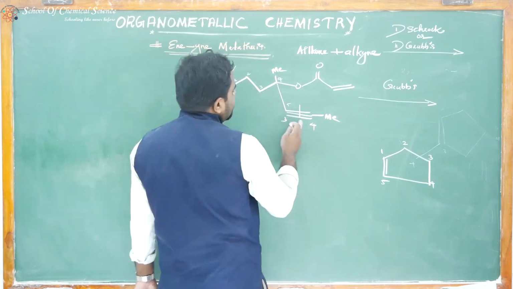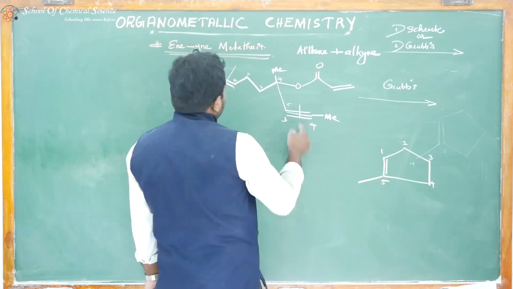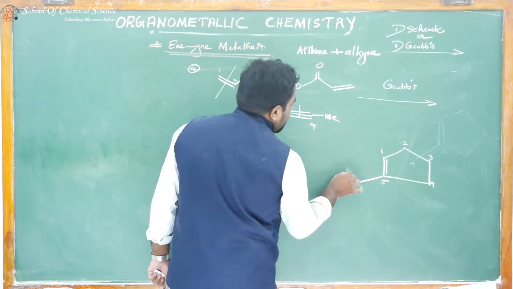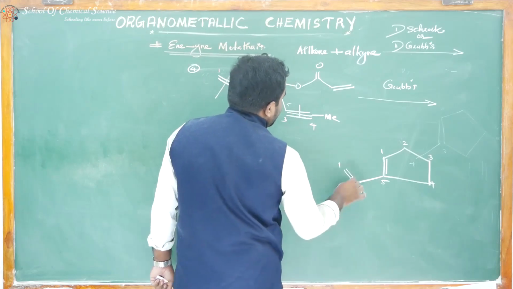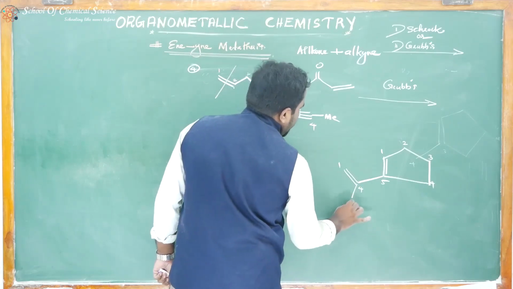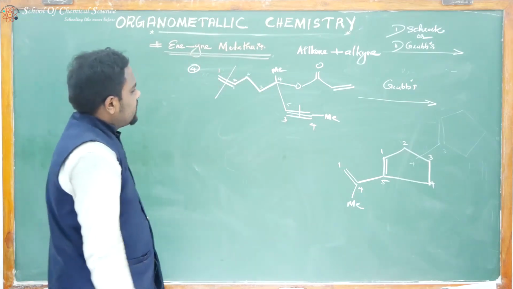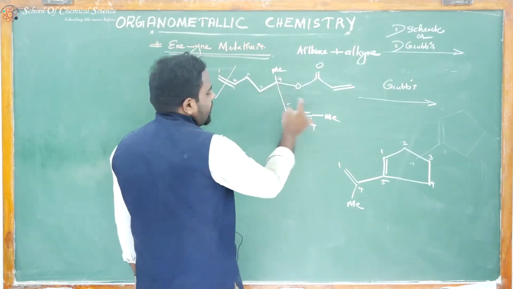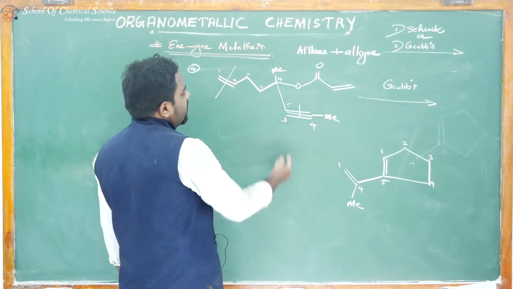Then this 5 is connected to 4 with a single bond. Then 4 and 1 make a new double bond. This is 4, 1, and this fourth carbon contains a methyl group. Is it correct? 1, 2, 3, 4, 5. A 5-membered ring is formed. Between 1 and 5, a new double bond.